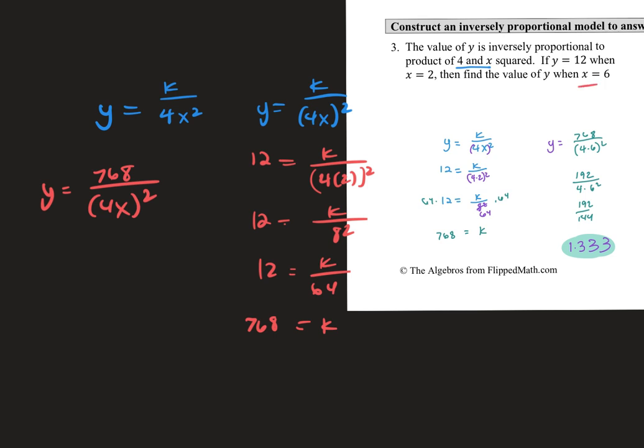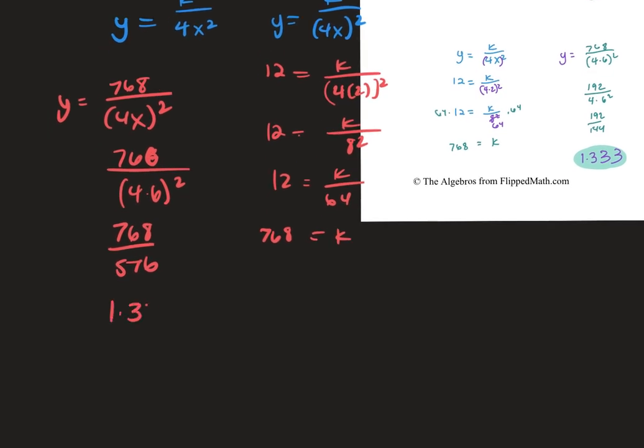And it says x is 6. So 768 over 4 times 6 squared. So 24 squared goes there. And it's 768 over 576, which is 1.33 repeated. Where did you get the 768 from?